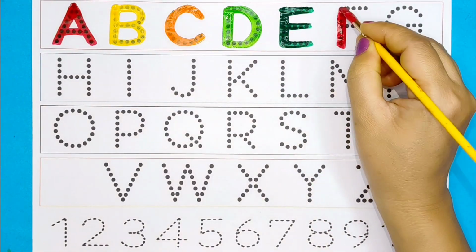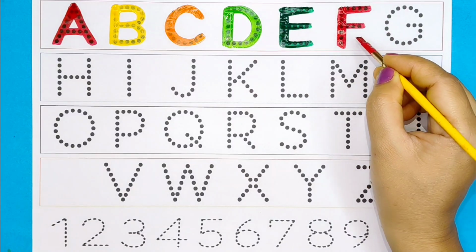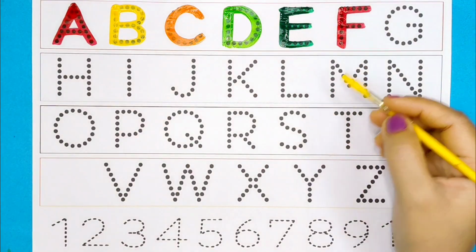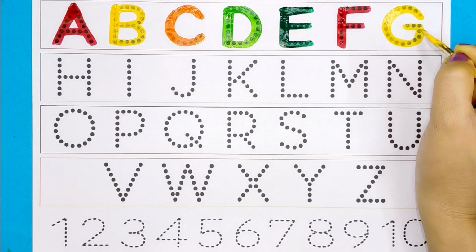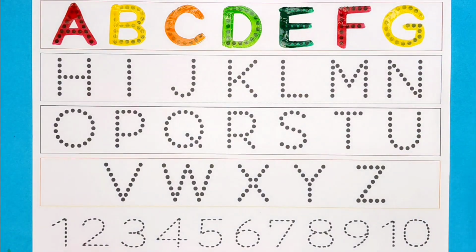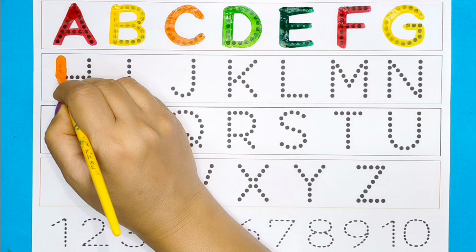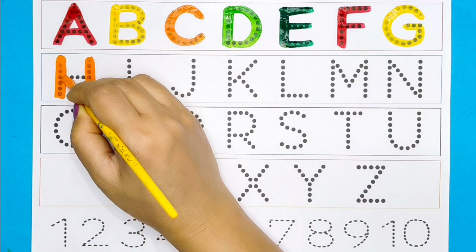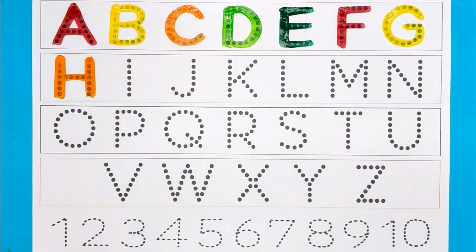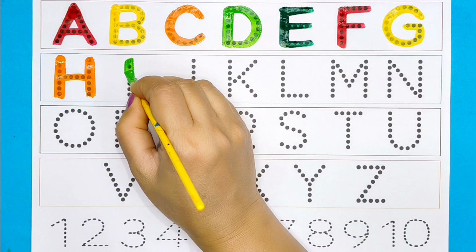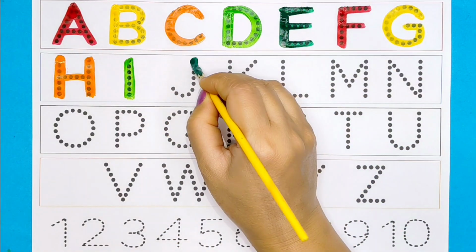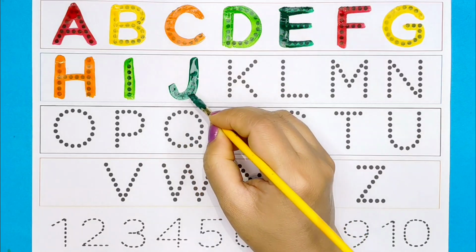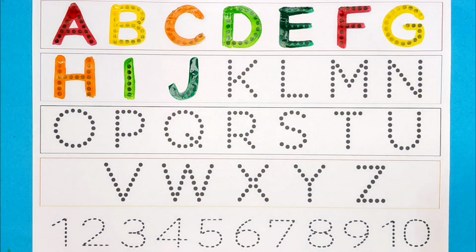Red color. F. F for frog. Yellow color. G. G for grapes. Orange color. H. H for hand. Light green color. I. I for eyes. Dark green color. J. J for jug.